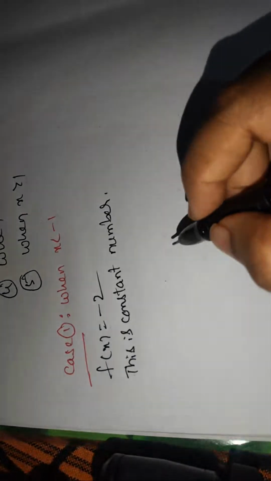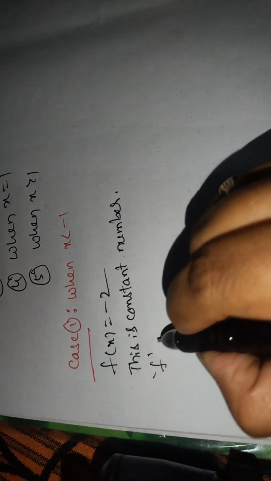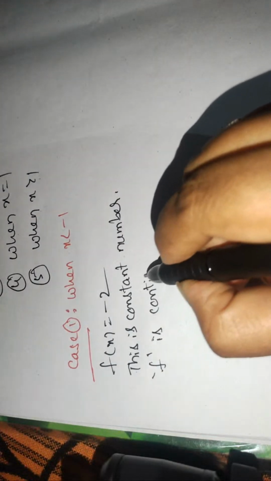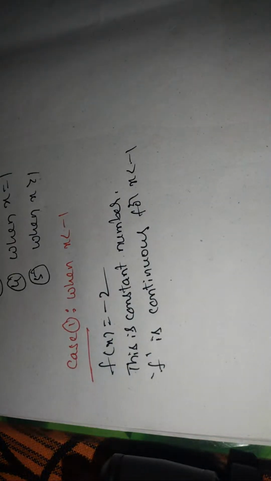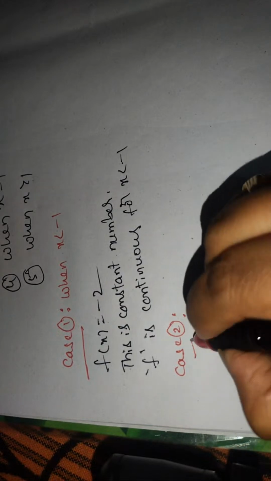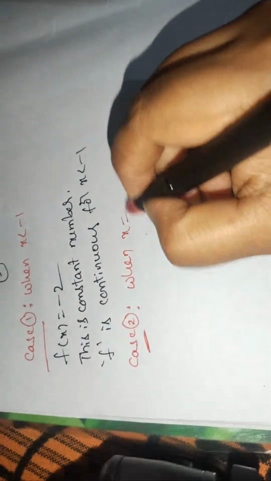When the function is constant, then f is continuous for x less than minus 1. Next, case 2. What is case 2? Case 2 is x equals minus 1. So x equals minus 1, equals k. How can we write? LHL is equal to RHL is equal to f of minus 1.